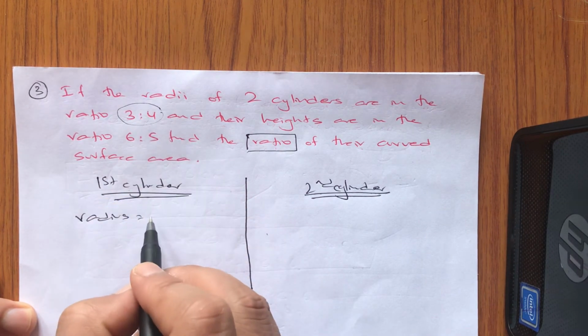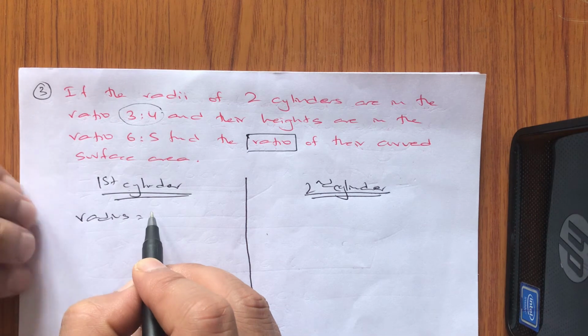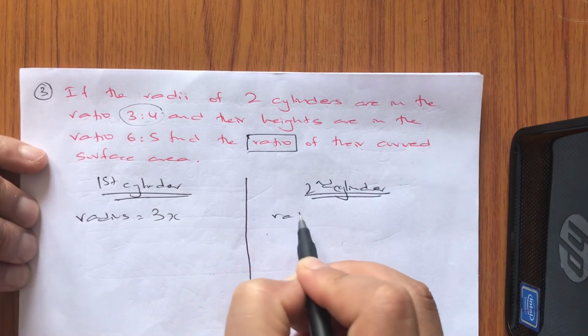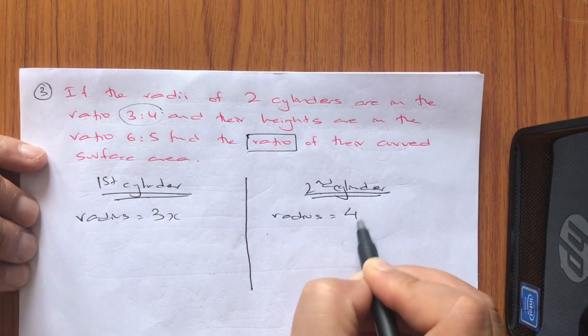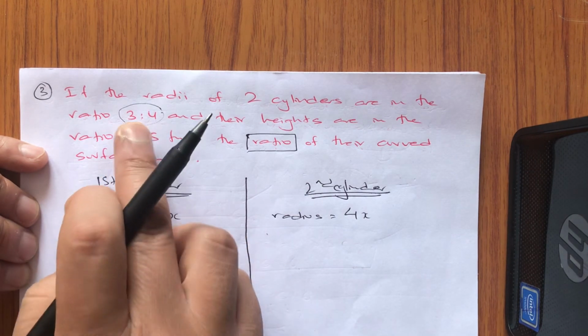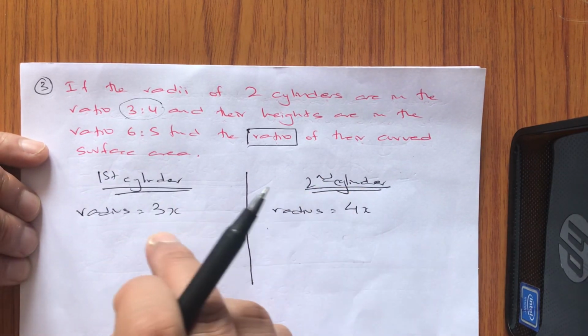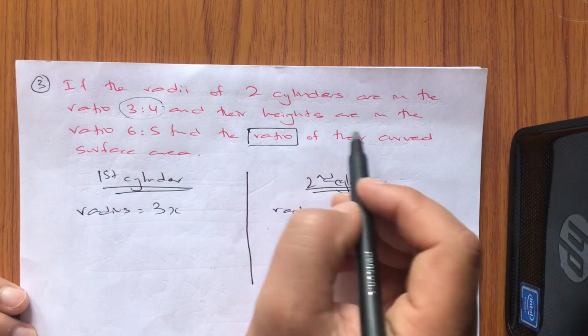So I say let the first cylinder's radius be 3x, and the radius of the second cylinder be 4x. So we are writing this in terms of ratio. We can't write 3 and 4, we have to write something. So we're writing 3x and 4x. And the heights are in the ratio.